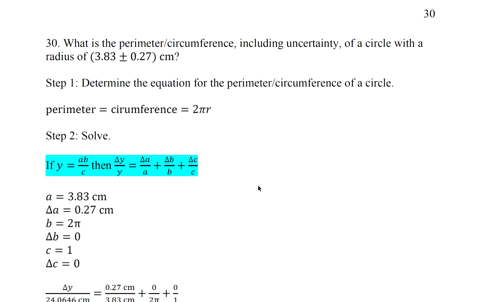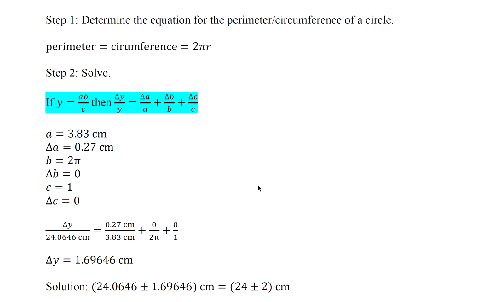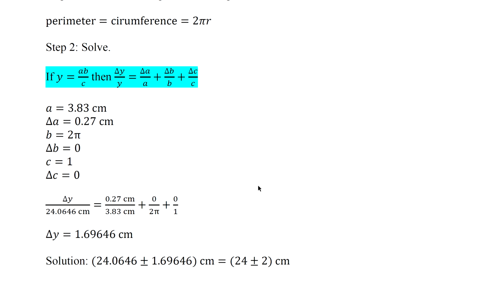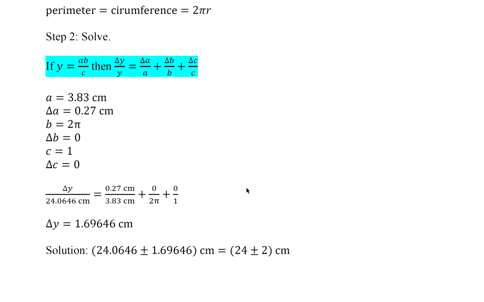Question 30. What is the perimeter or circumference including uncertainty of a circle with a radius of 3.83 plus or minus 0.27 centimeters? So we need the equation of the perimeter of a circle, also called circumference. It's 2 pi r. Let's use this equation. Delta B is 0 and delta C is 0. So our solution is 24 plus or minus 2 centimeters. So y is going to be 2 pi r, 24.0646, and then we could solve for delta y.